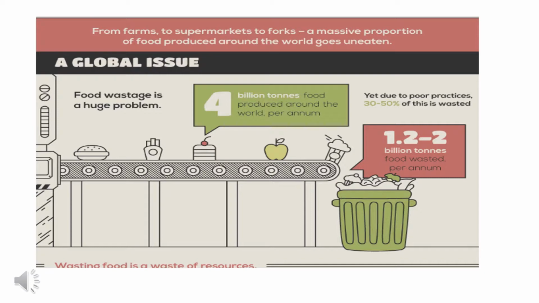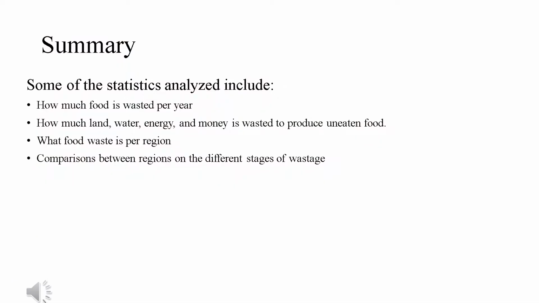The text that we read was actually a set of pictures and statistics on the topic. We learned a lot, but we also expected much of the bad news. Some of the statistics analyzed include: how much food is wasted per year, how much land, water, energy, and money is wasted to produce uneaten food, what food waste is per region, and comparisons between regions on the different stages of wastage.